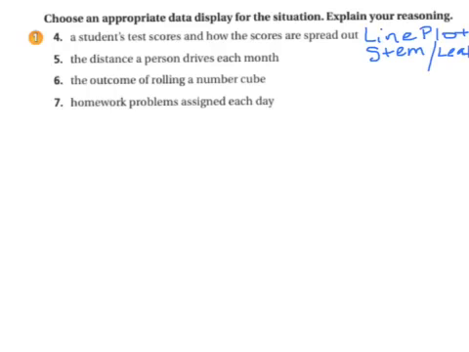Okay, number 5, the distance a person travels and drives for a month. Month tells me over time. That means I'm going to use a line graph.